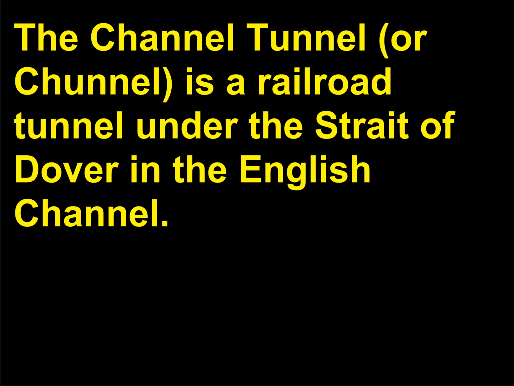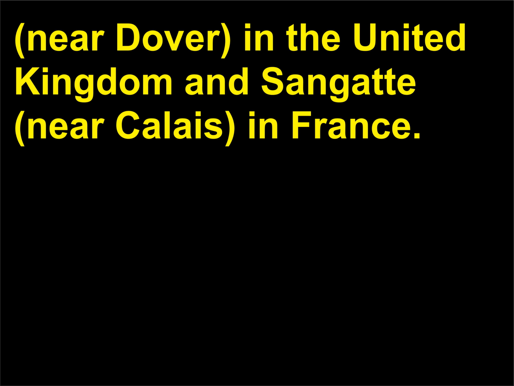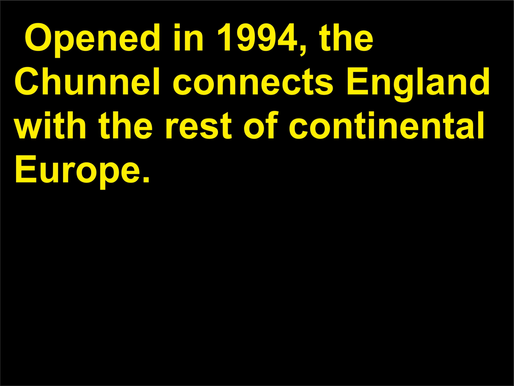What is the Channel? The Channel Tunnel, or Chunnel, is a railroad tunnel under the Strait of Dover in the English Channel. The Chunnel runs for 31 miles, 50 kilometers, between Folkestone, near Dover, in the United Kingdom, and Sangatte, near Calais, in France. Opened in 1994, the Chunnel connects England with the rest of continental Europe.